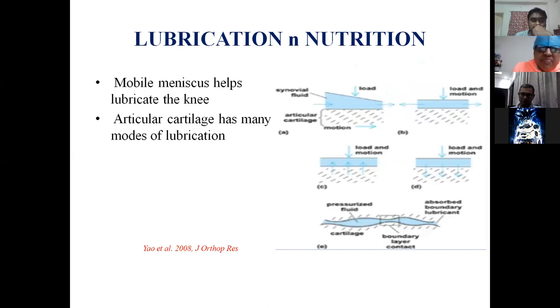Lubrication and nutrition. It lubricates the knee because articular cartilage has many modes of lubrication. You can see the synovial fluid; below it is the articular cartilage. Due to the synovial fluid, the surface area increases. So during rolling, the synovial fluid gives lubrication, and we know that it also gives some nutrition.